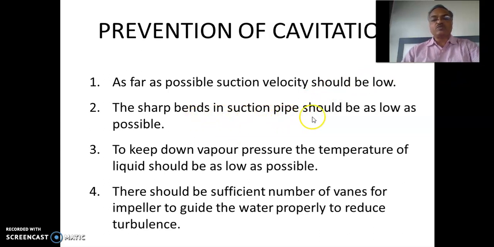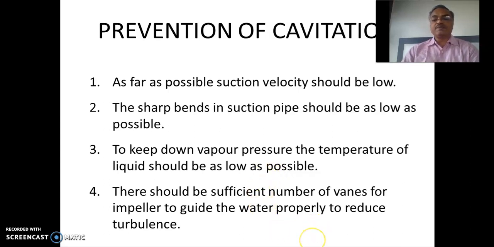Sharp bends should be avoided. To keep down vapor pressure, the temperature of the liquid should be as low as possible, because with the increase in temperature, the vapor pressure also increases, and that's why the possibility of cavitation also increases. So we should not allow the temperature to increase.